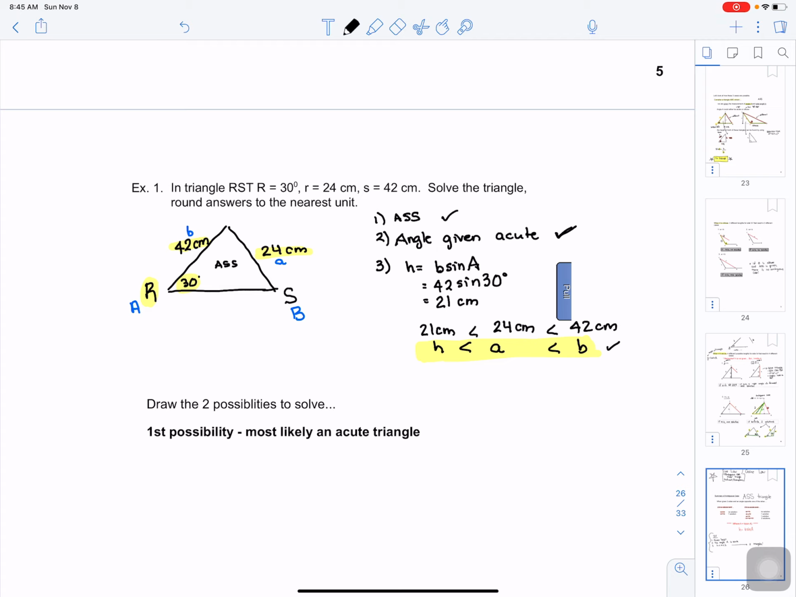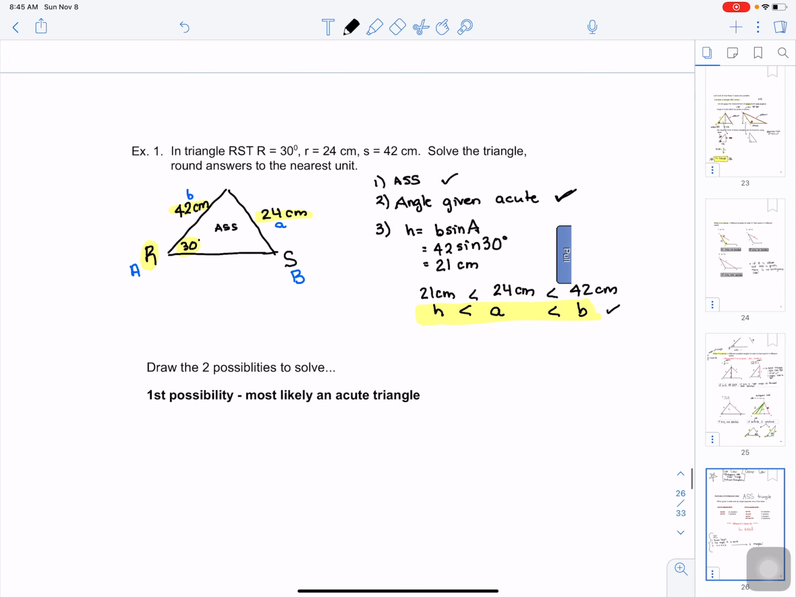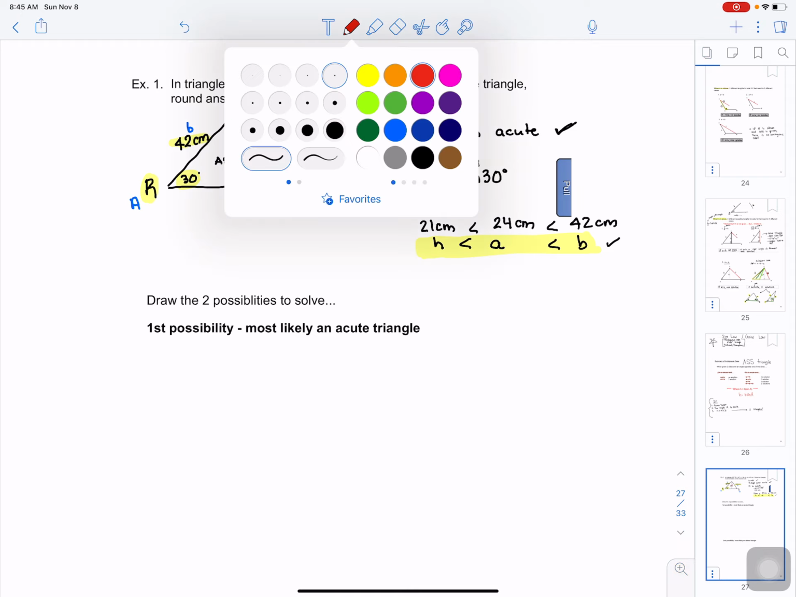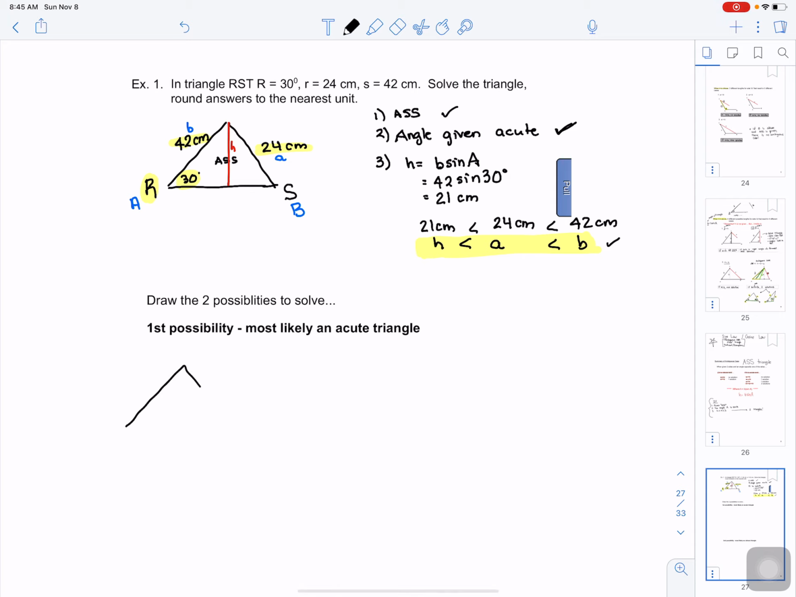So what we're going to do is draw the 2 possibilities, okay? When I draw the 2 possibilities, here's my height h, okay? So I'm going to draw the triangle that I've already drawn out. That's going to be my one triangle. Here's R, S, T. This is going to be 30, 42 centimeters, 24 centimeters. And there's my first triangle.